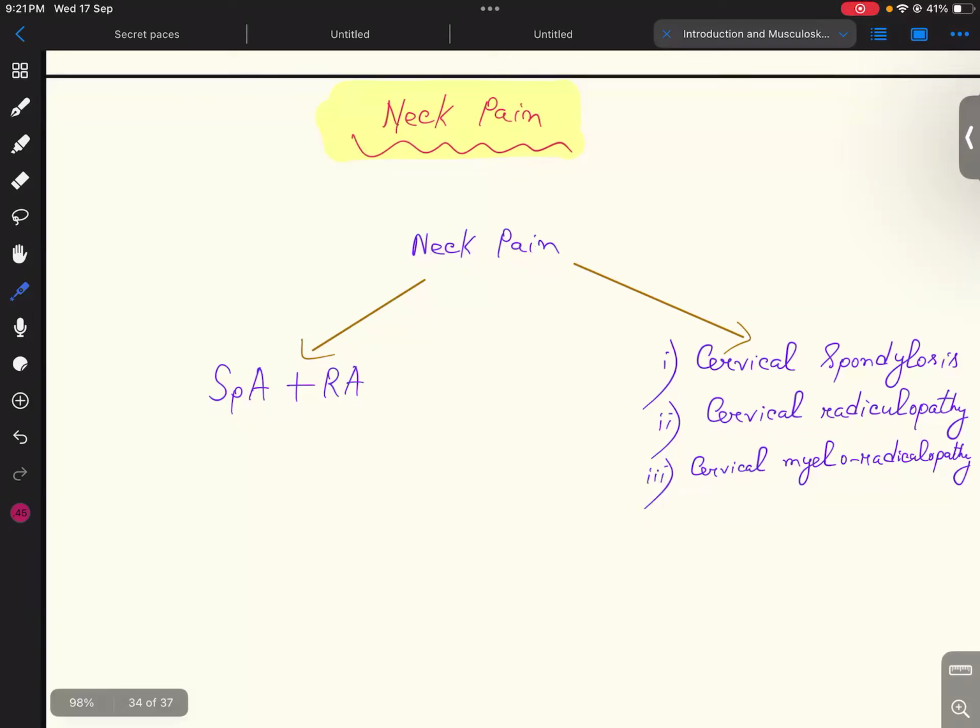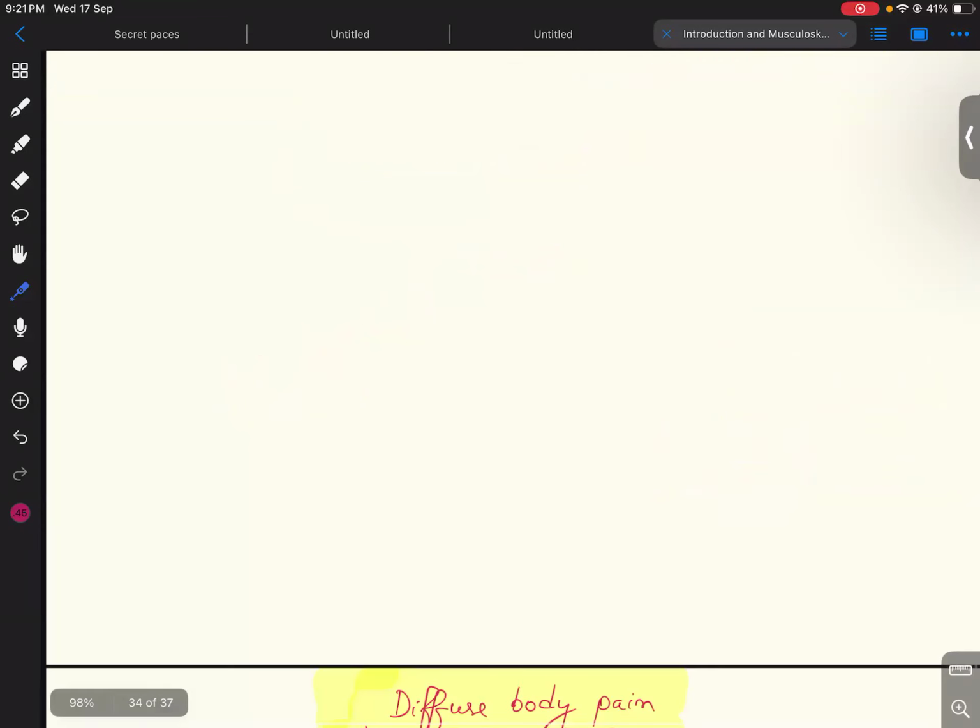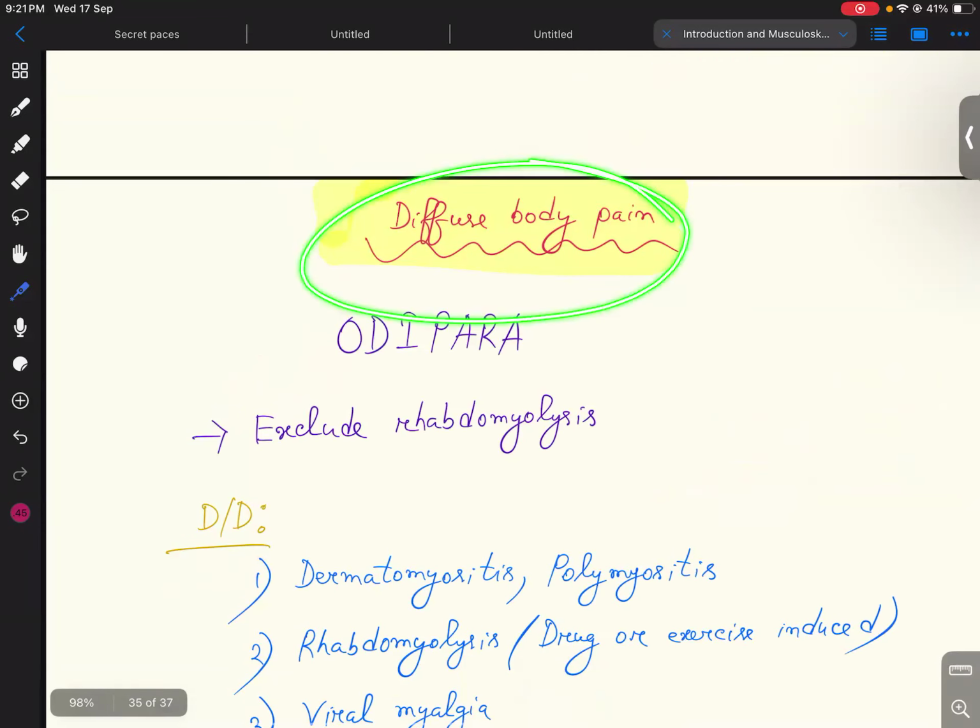So neck pain has come as a case of ankylosing spondylitis. Then diffuse body pain is another important case. That is one extra important case.